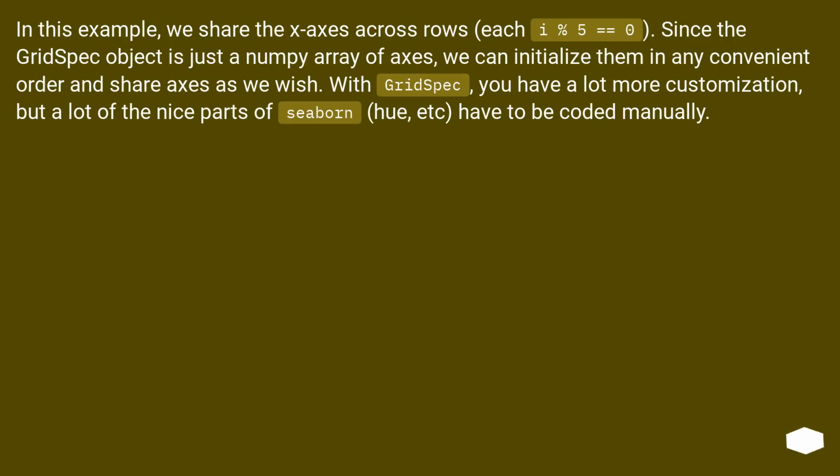In this example, we share the x-axes across rows, each i % 5 = 0. Since the gridspec object is just a NumPy array of axes, we can initialize them in any convenient order and share axes as we wish.